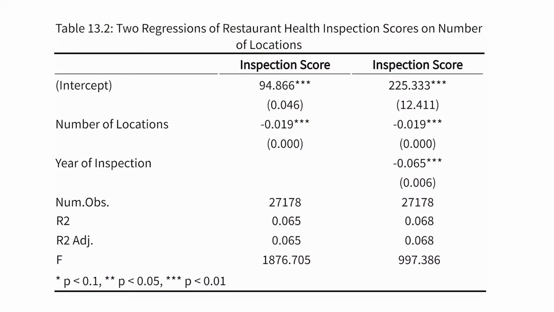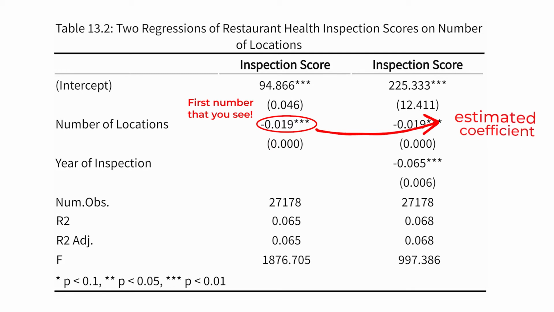So let's look, in fact, at those values that we have there. Let's focus on the negative 0.019 that we have in that first column. There's three things going on there. The first thing that you see is the negative 0.019. This is the first number that you would typically see in a regression table, and this is the estimate. This is the estimated coefficient. So if I were to write out a regression of Y equals beta 0 plus beta 1 times number of locations, then this is our estimate of beta 1. This is our beta 1 hat. We estimate that the slope on number of locations is negative 0.019. That's the first number that we see.